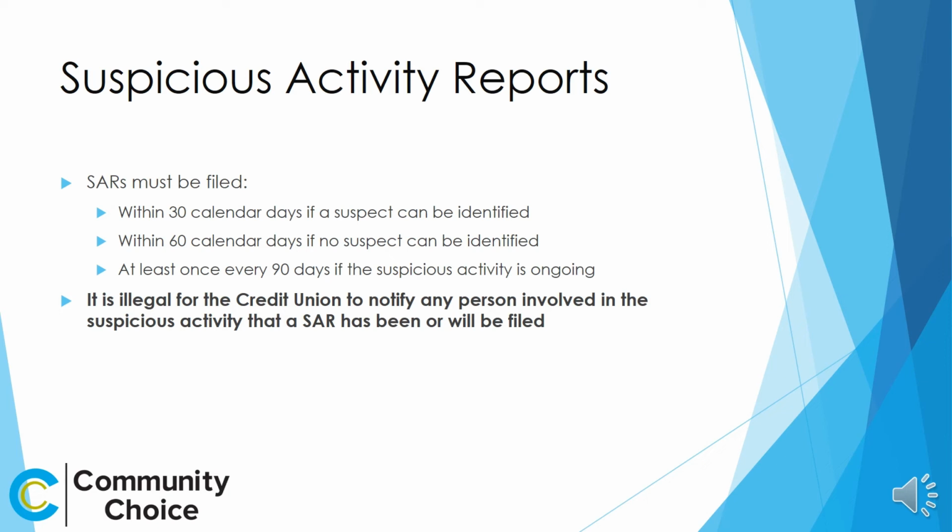Suspicious activity reports are confidential. You are expressly prohibited from notifying any person involved in the suspicious activity that a SAR has or will be filed. You should share SAR information only with those that have a need to know, such as your manager or the Credit Union's Bank Secrecy Act officer. Any sharing of SAR information outside of these restrictions is a violation of federal law.